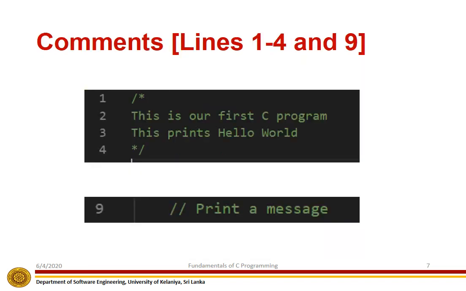First, comments. In our program you can see two types of comments. First, in lines 1 to 4, multi-line comments. If we want to write something long, more than one line, we can use multi-line comments. It starts with slash asterisk and ends with asterisk slash. And if we want just a one line comment, we can use single line comments. It starts with double forward slashes.